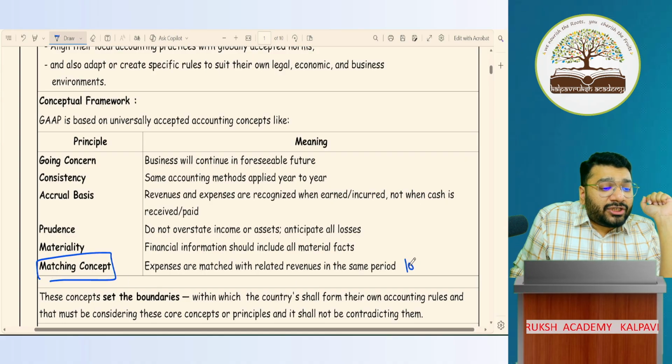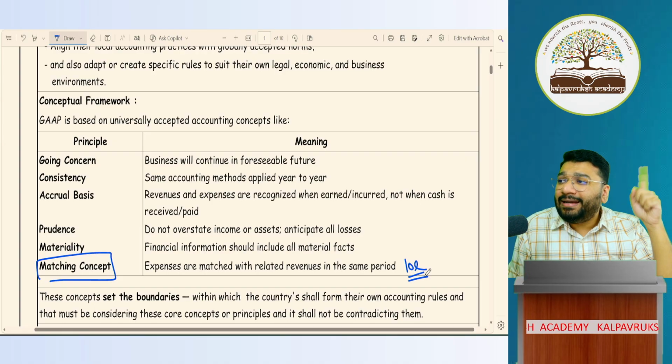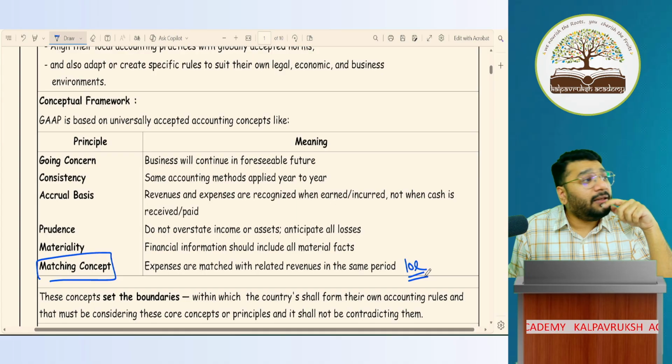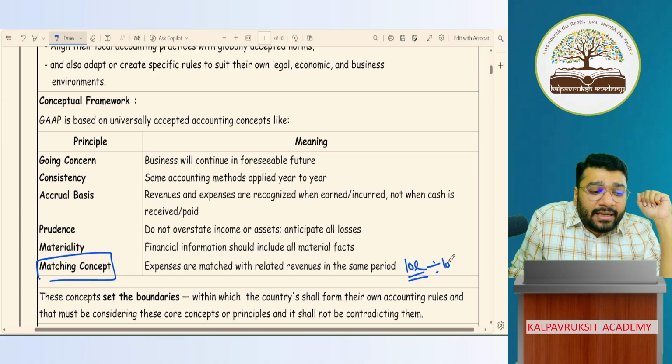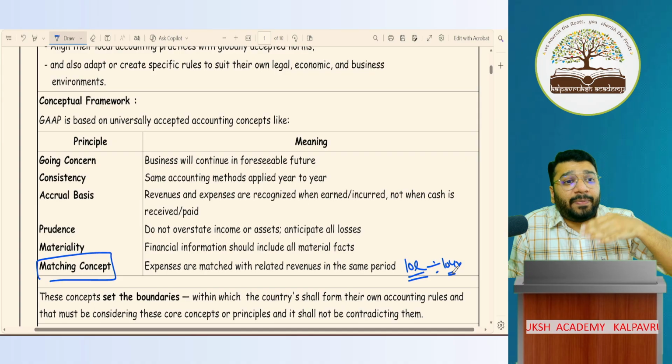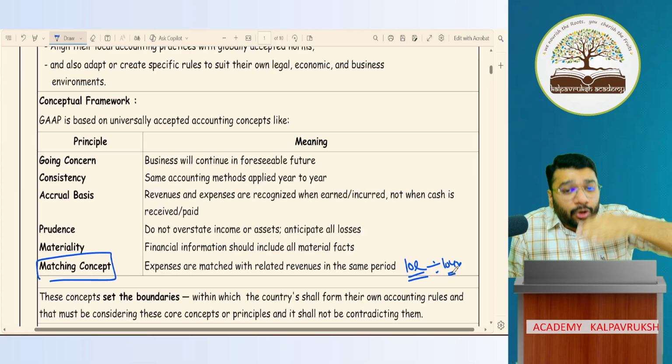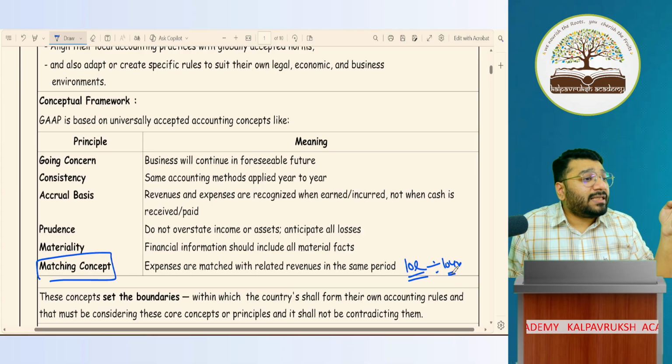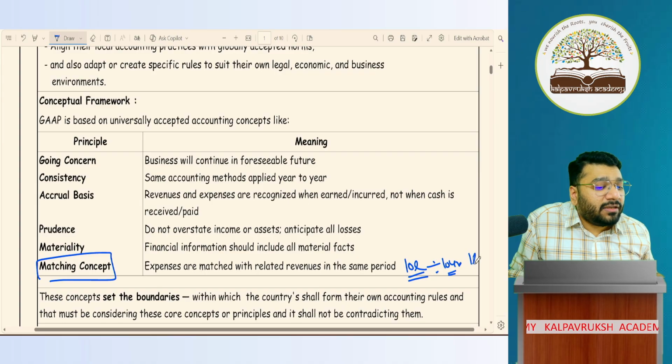Let's suppose I'm buying a machinery worth 10 lakh rupees. Do I record this entire 10 lakh rupees as expenditure in P&L? No. We take it to the balance sheet. If I'm using this asset for 10 years, then I will depreciate this asset for 10 years and record expenditure. I'll scatter the expenditure. I'll allocate the expenditure. I'll amortize the expenditure over a period of 10 years, 1 lakh each.